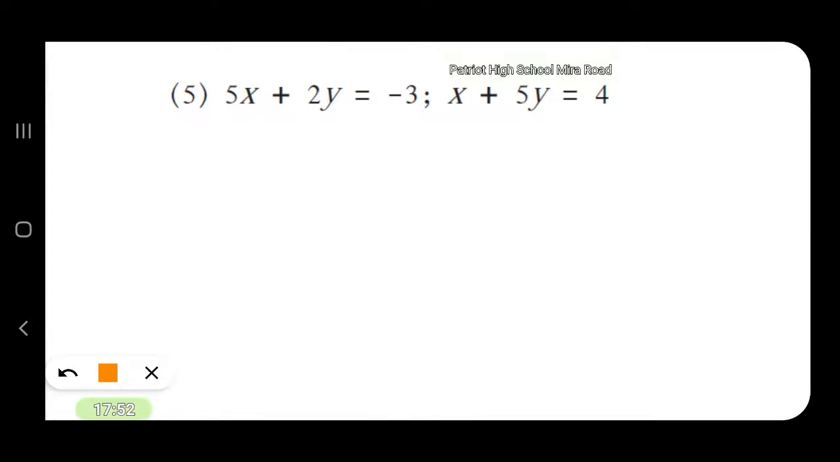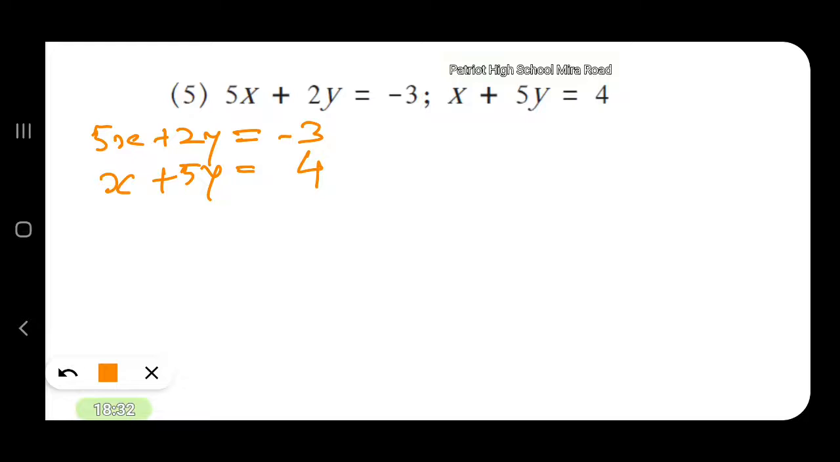Problem 5. Writing the equations one below the other. 5x plus 2y is equal to minus 3. x plus 5y is equal to 4. We will select x for elimination because we have to multiply equation 2 by 5 in this case. But if we select y to be eliminated, then what will happen? We will have to multiply equation 1 by 5 and equation 2 by 2. So there will be twice the operation.